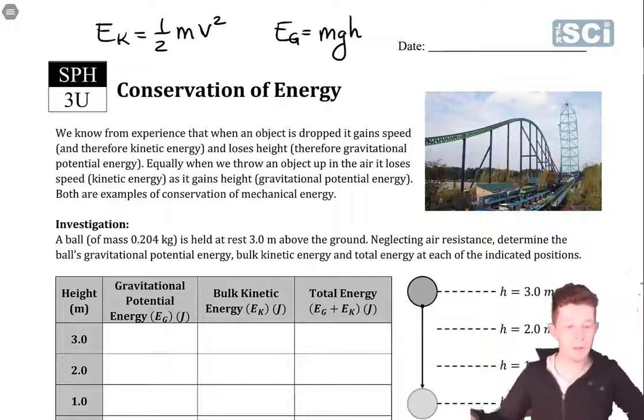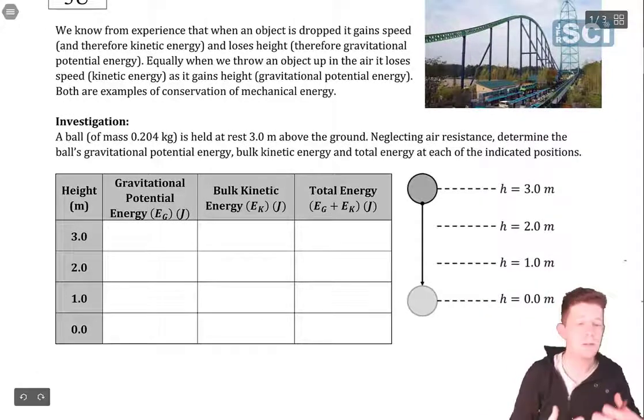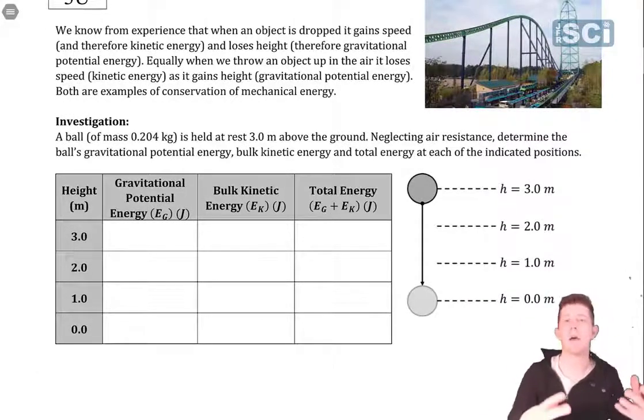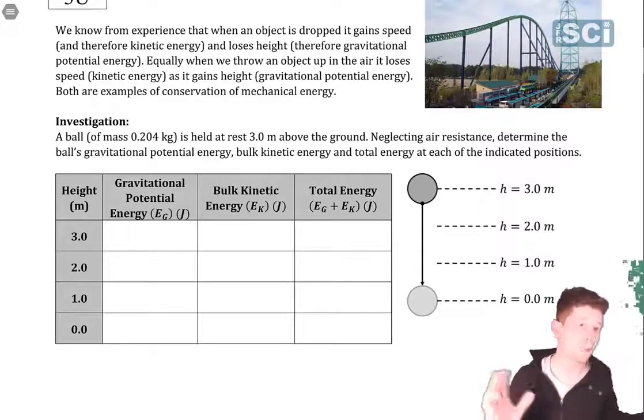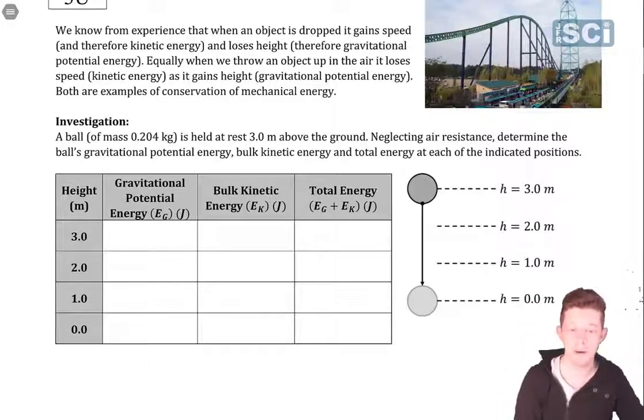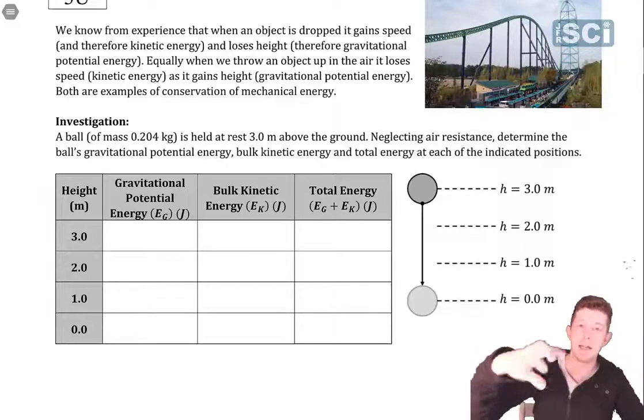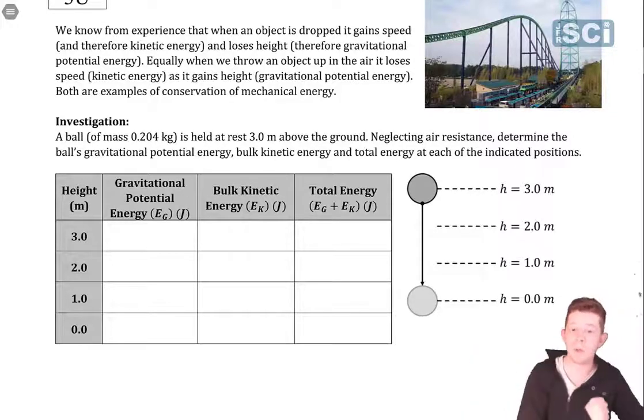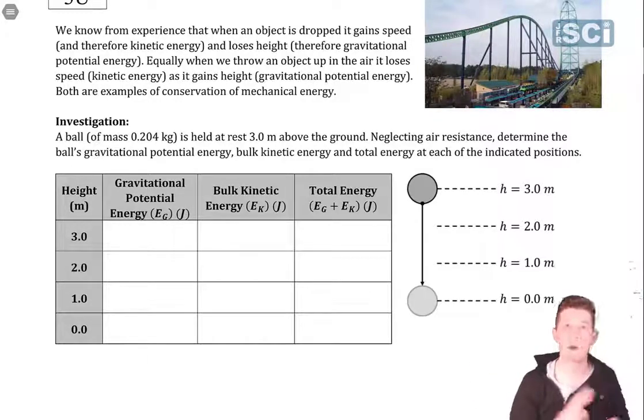Right? So what we want to do here is I have a ball. Let's assume that this ball has a mass of 204 grams, so that's 0.204 kilograms. And I'm holding it 3 meters up into the air, and I'll release it. During the time that it's falling, we're going to ignore any air resistance, any energy losses due to sound or friction or anything along those lines.